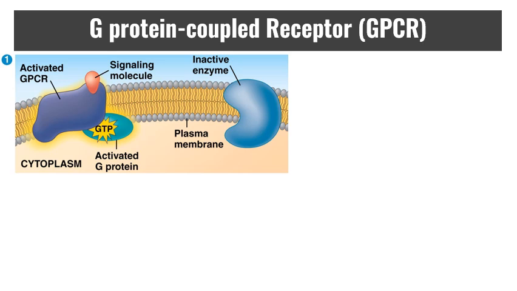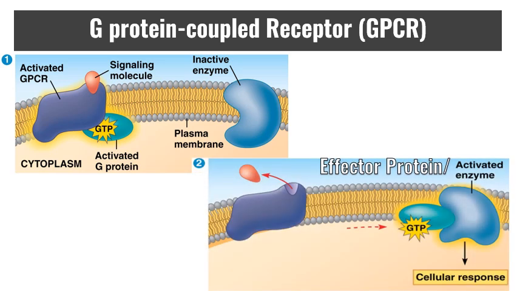G protein receptors are extremely widespread and diverse. Something like vision and smell in humans depend upon these, lots of components of embryonic development, but the similarities suggest that this system evolved very early on in life. But what's going to happen is that the signal molecule will bind, the GPCR will activate, the G protein will activate, the G protein will then move to what's called usually some sort of effector protein or activated enzyme, and that will then trigger the cellular response.